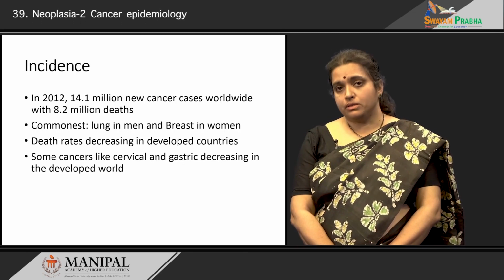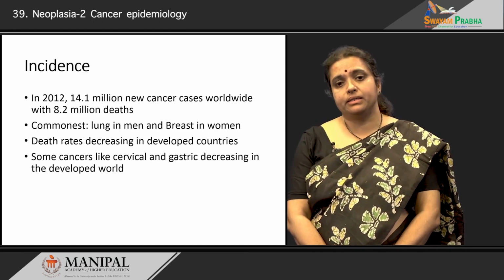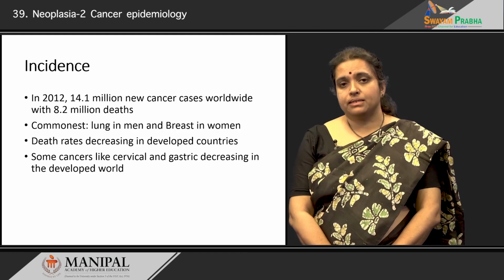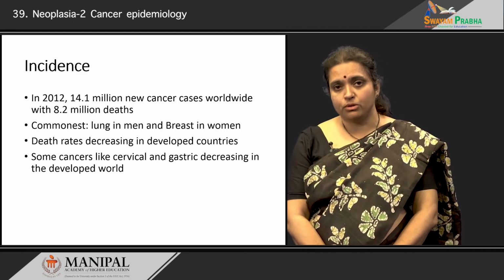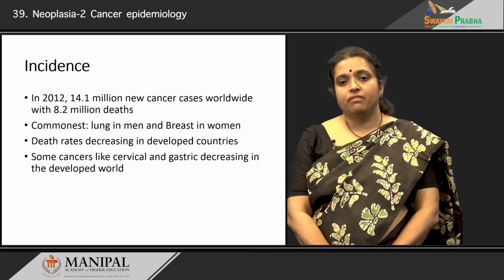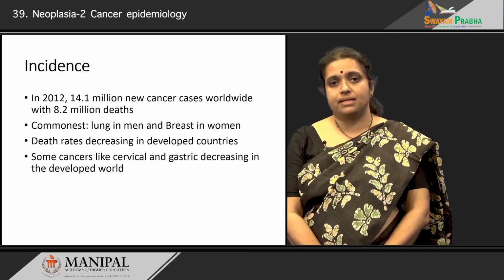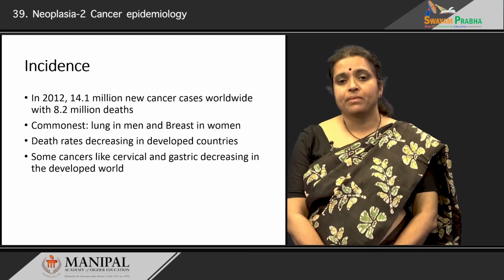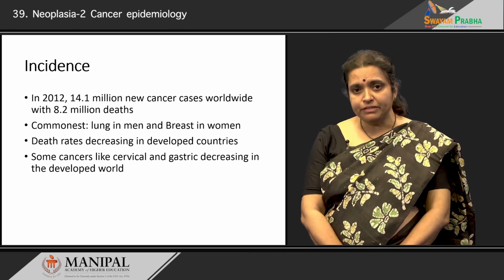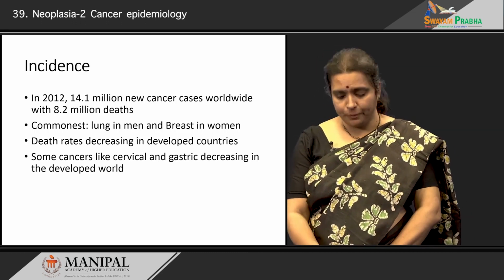Some cancers like those of the cervix and stomach are decreasing quite a bit in the developed world. This is because, as you know, cervical cancer has a screening program in those parts of the world, and they are picked up very, very early and can be treated. Whereas, the same cannot be said about countries like India, where still cancer mortality is very, very high. And it is projected that by 2035, we will have nearly double these number of cancer cases or even more.